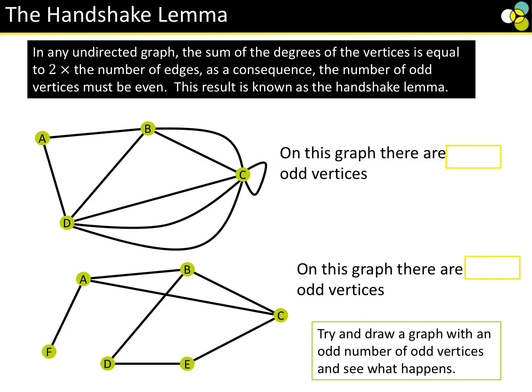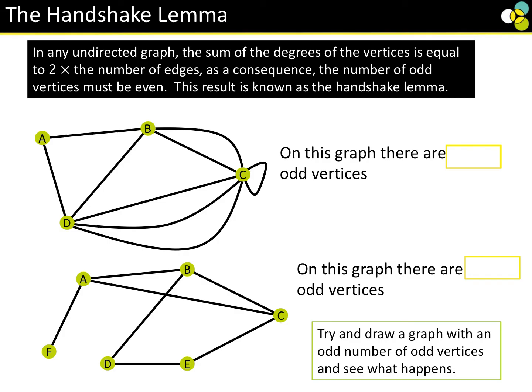So, the Handshake Lemma. In any undirected graph, the sum of the degrees of the vertices is equal to 2 times the number of edges. As a consequence, the number of odd vertices must be even. The result is known as the Handshake Lemma.